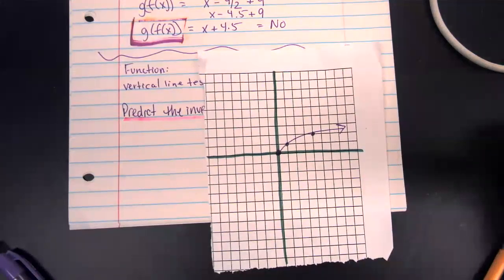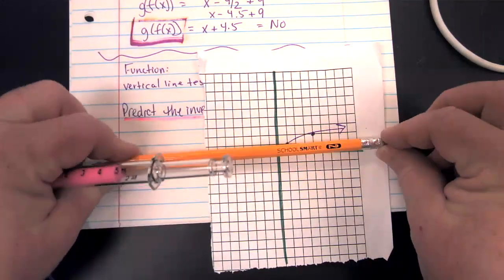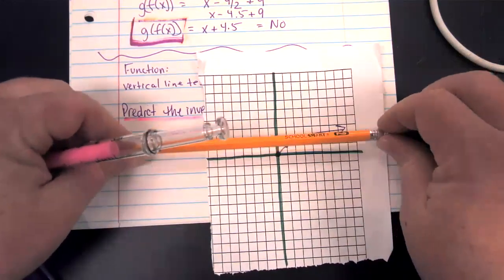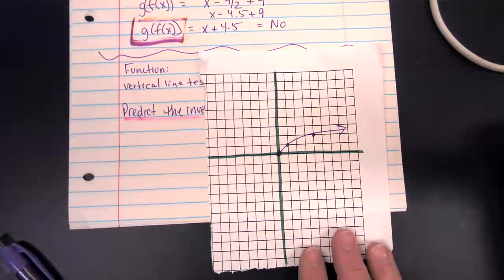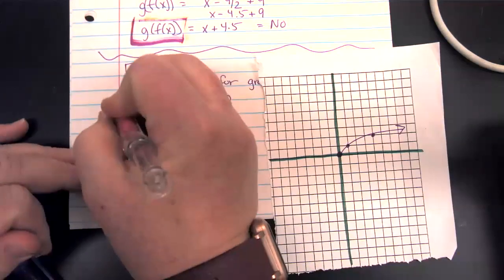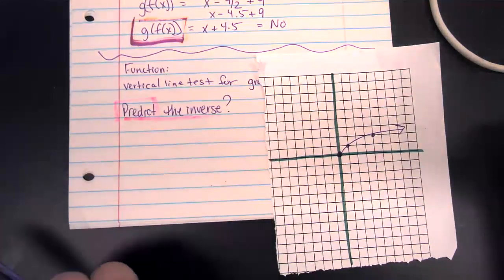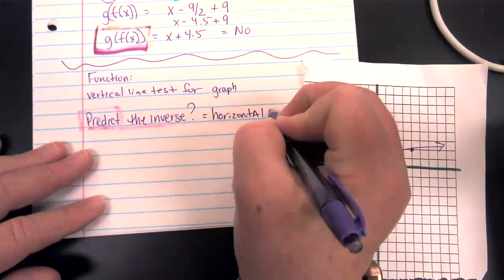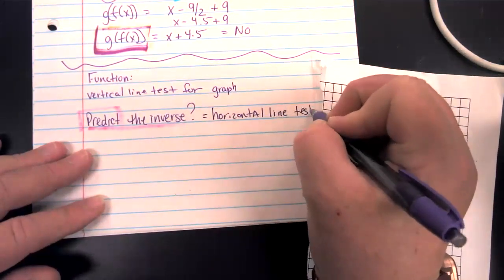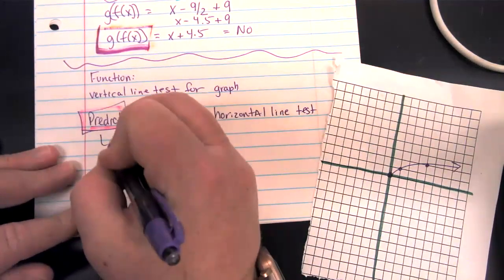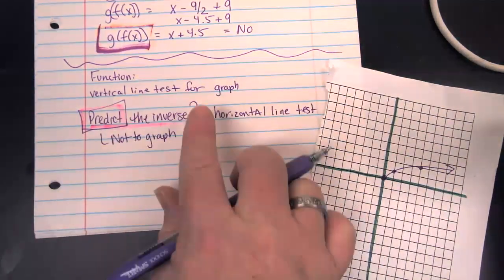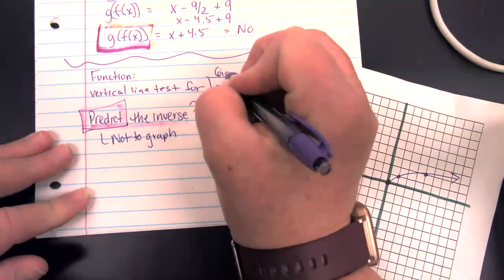Your prediction tool is the horizontal line test. Okay, again, same thing as the vertical, but if it passes through only one point at a time, remember this is going to continue to climb, then your inverse will be a function. It is a prediction. So you don't have to graph it, you can just predict using the horizontal line test. Now, the key word is predict, which means not to graph. If you graph the inverse, then you just use the vertical line test when you're given a graph, okay?